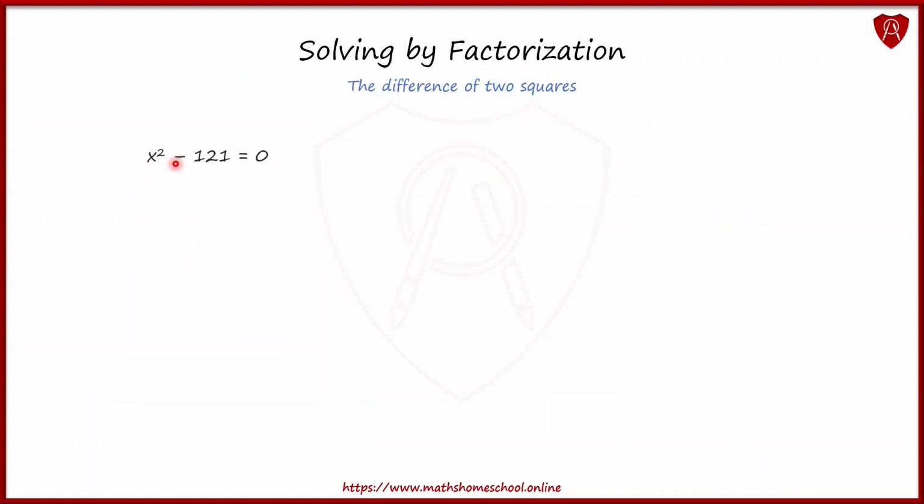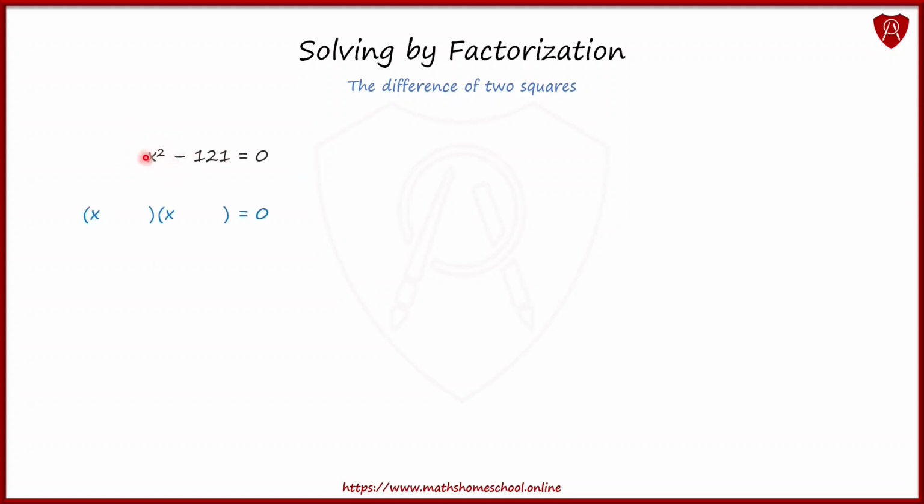x squared minus 121 is equal to 0. We can solve this by direct square roots, the method we learnt above. But for learning purposes, we shall use factorization. This specific type of equation is commonly referred to as the difference of two squares. The first term is the square of x. The second term is the square of 11 with a negative sign between them. There is no middle term. Coefficient b is equal to 0.